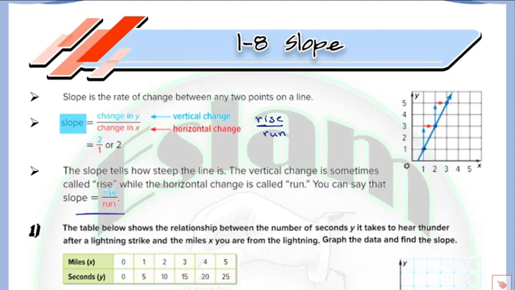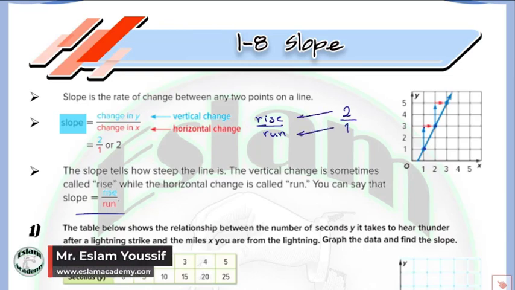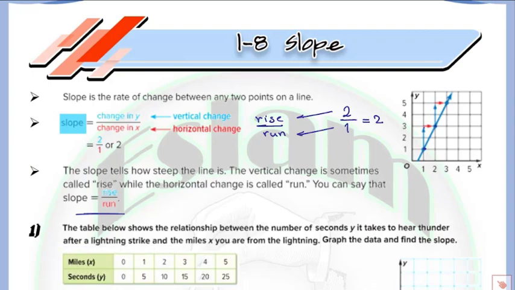After that we need to find how many units we're going up. We're going up 2 units, so it will be 2. And how many units are we going to the right, which is 1. That will be defined by rise over run. So 2 over 1, which equals 2. It means the rate of change will be equal to 2. Because of that, the slope will be equal to 2.